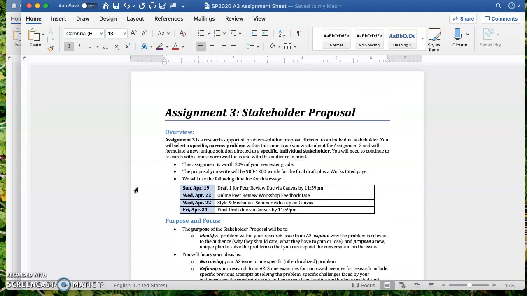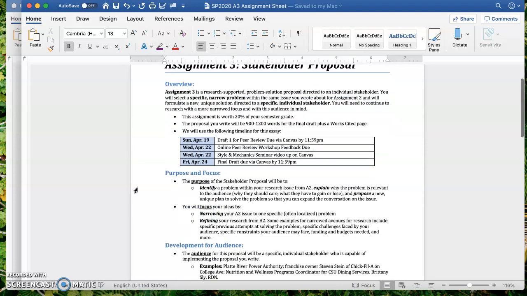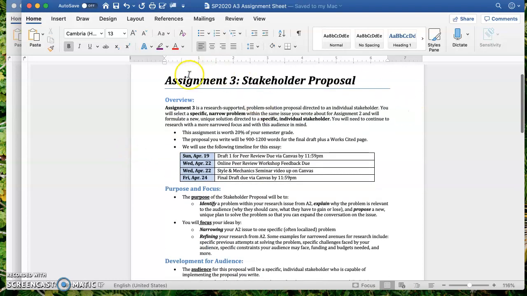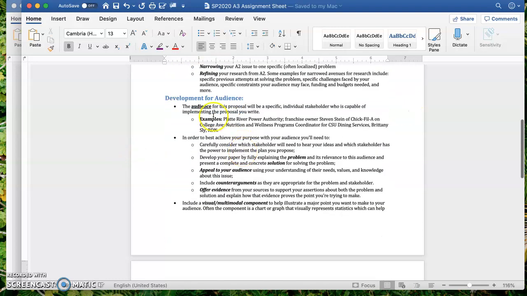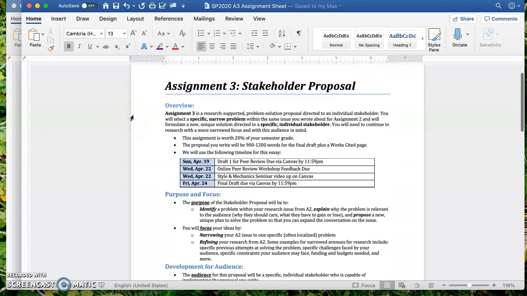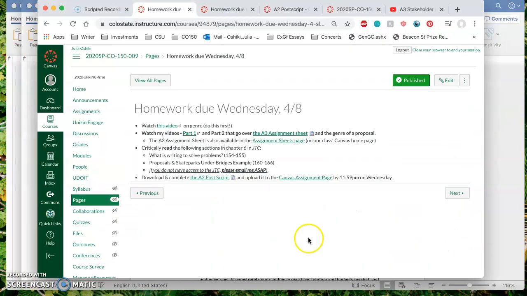Obviously, I'm going to continue to talk about things like audience appeal and design elements and counter arguments and all of these keystones of A3 over the next couple of weeks. But that's the general overview.